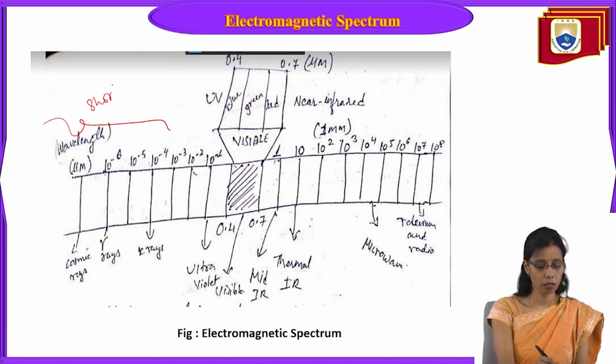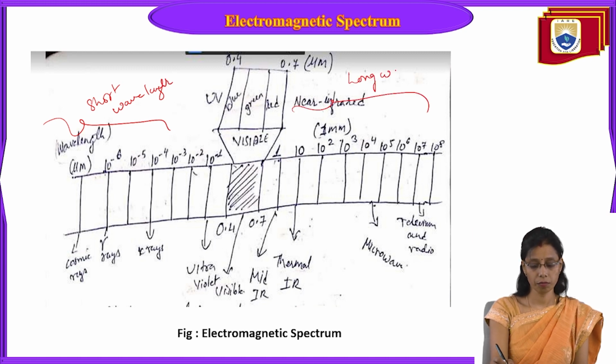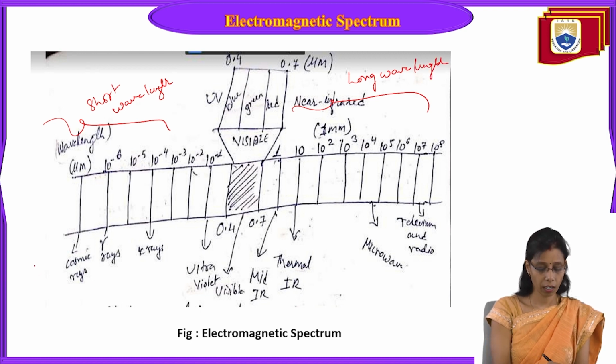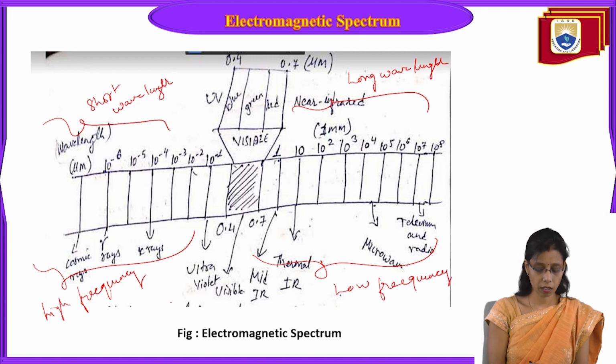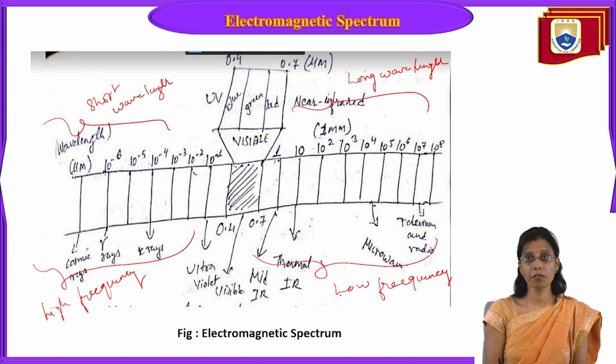Short wavelength. This is long wavelength. Short wavelength, long wavelength, and we have here low frequency, high frequency, and here to here is low frequency. So in low frequency, we have television and radio waves.